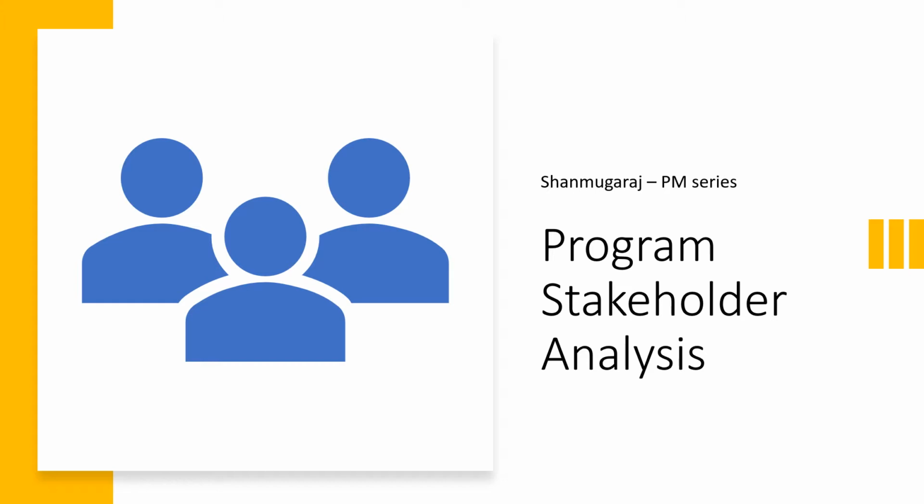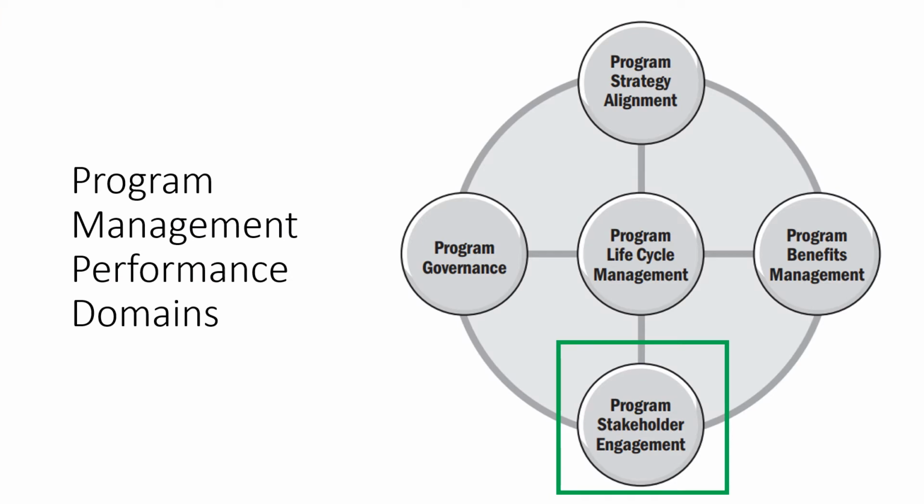So today's topic is program stakeholder analysis. As you are aware, there are five performance domains as part of program management. We already discussed strategy alignment and benefits management. You can refer to my previous videos. We are continuing our efforts on learning program stakeholder engagement.